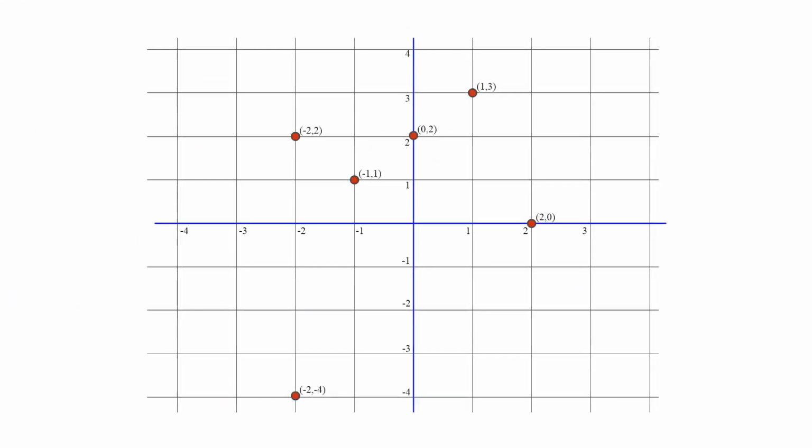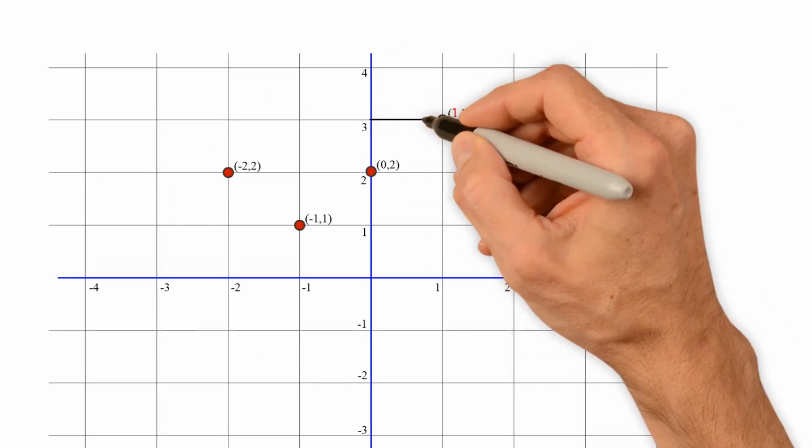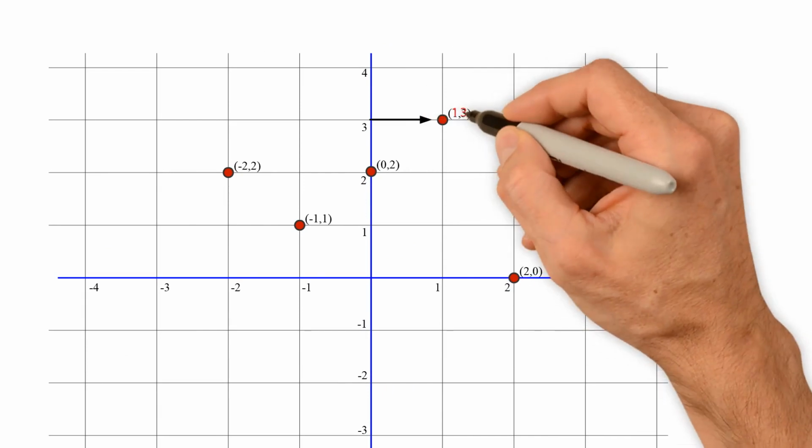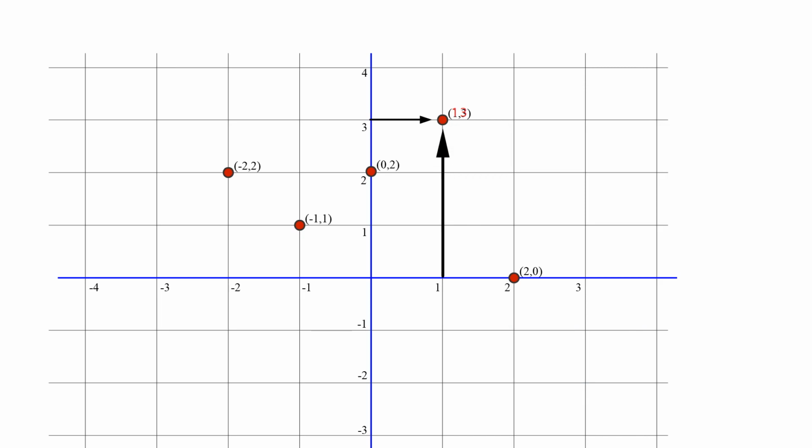Here are some examples of points written out in coordinates in the Cartesian plane: (-2, -4), (-1, 1), (-2, 2), (0, 2), (1, 3), (2, 0), all of these being based on their x and y values. The red points have coordinates written next to them. The first coordinate is the position of the point on the horizontal axis, and the second coordinate is the position of the point on the vertical axis. These points are represented by a pair, (x, y), next to them.